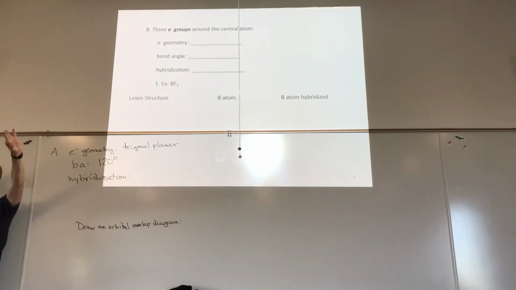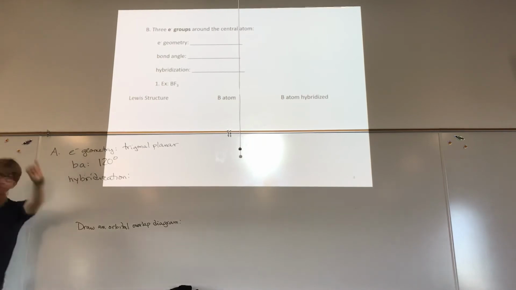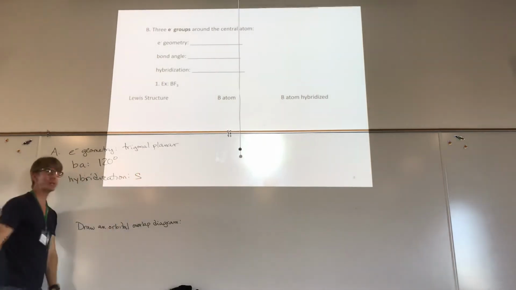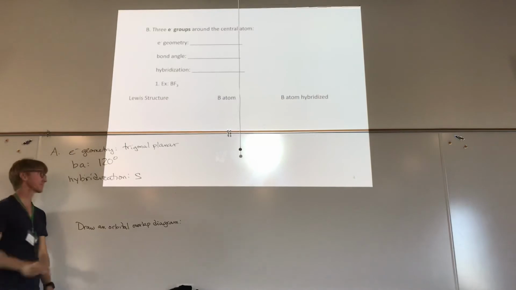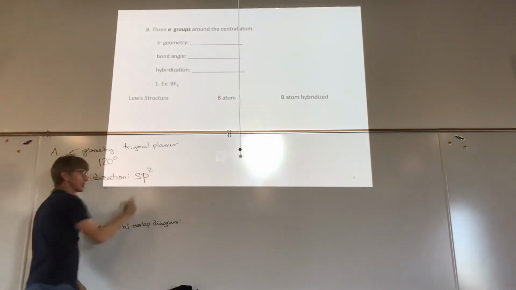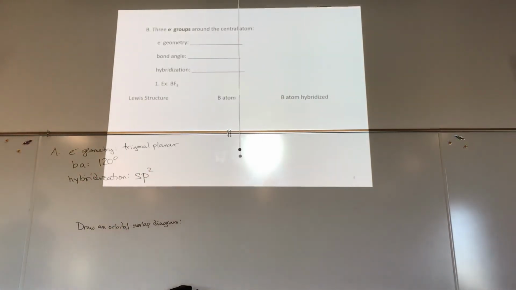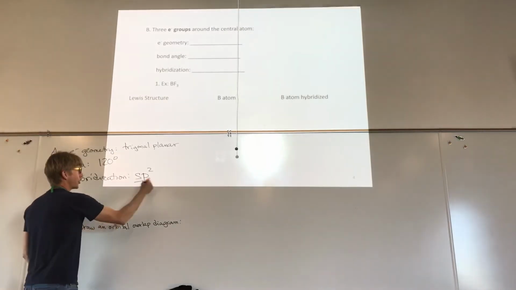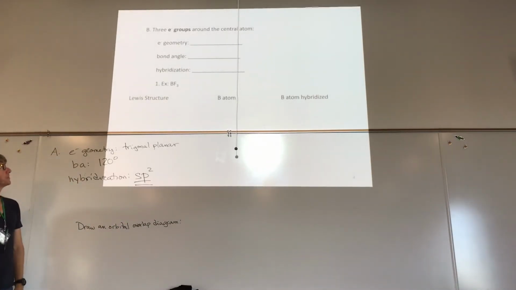Hybridization, well, 3 electron groups, 3 hybridized orbitals. It always starts with the s. It's called sp2 hybridization. I know that's confusing because the 2 is usually the place where we put the number of electrons. Not so in this case. That means 2 of the p orbitals are hybridized, for a total of 3 orbitals hybridized.